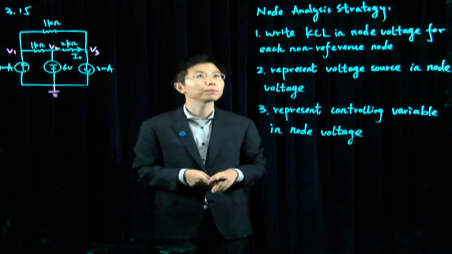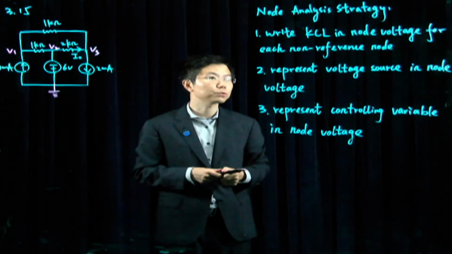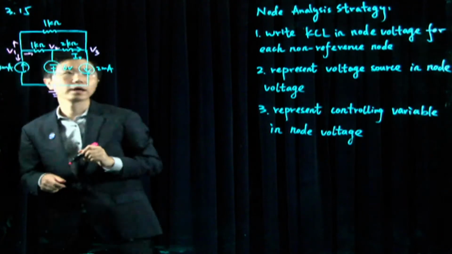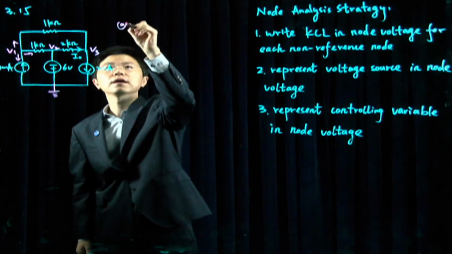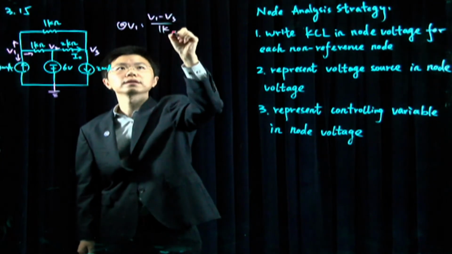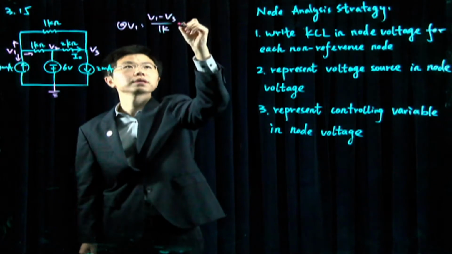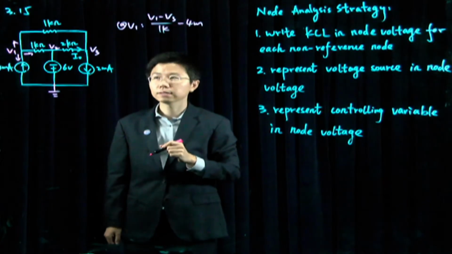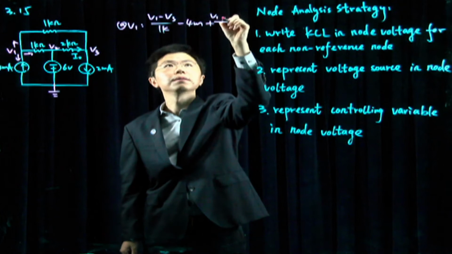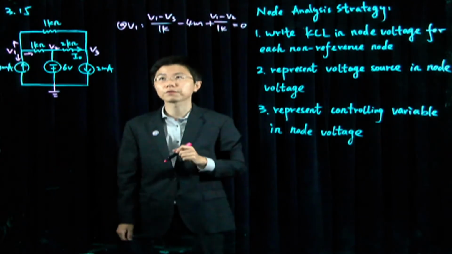So then I'm going to apply my first node analysis strategy, combined with the second step, representing the voltage source in node voltage. Coming to my first node, again I'm going to assume current leaving node 1 as my reference direction. For the top branch, I have V1 minus V3; this is the current going through the top branch. For the bottom one, I'm choosing the opposite direction of the current source, so it's negative 4 milliamp. For this branch, I have V1 minus V2 divided by the resistance 1K. The algebraic sum of this is 0. So this is at the first node.